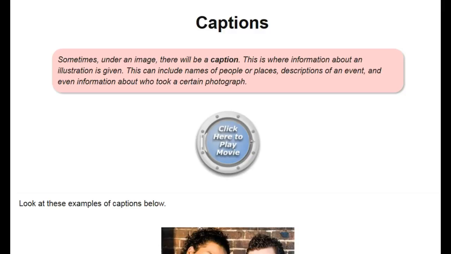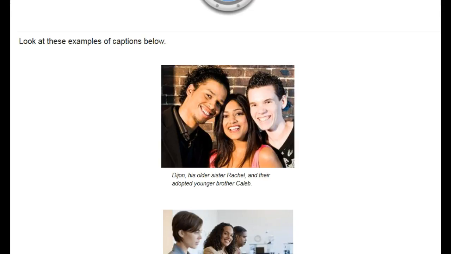Captions. Sometimes under an image there will be a caption. This is where information about an illustration is given. This can include names of people or places, descriptions of an event, and even information about who took a certain photograph. You can pause this recording right now and in your lesson click here to play the movie, and then resume this recording. Look at these examples of captions below.